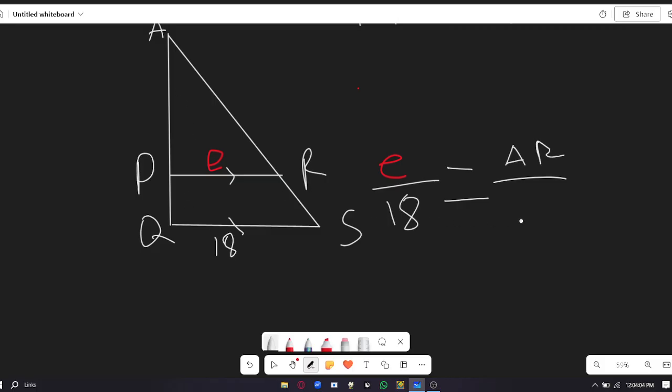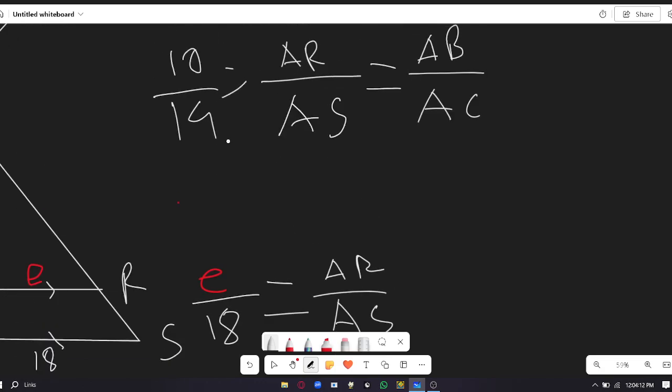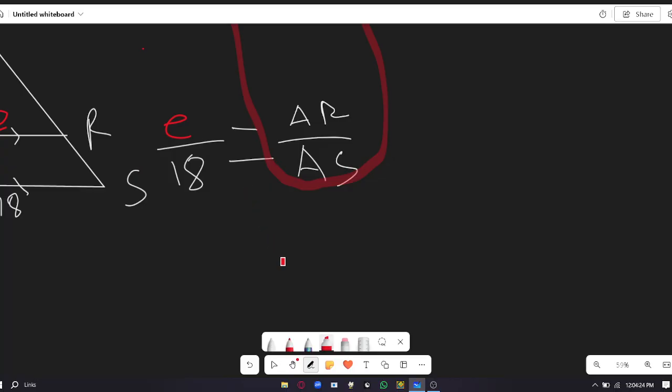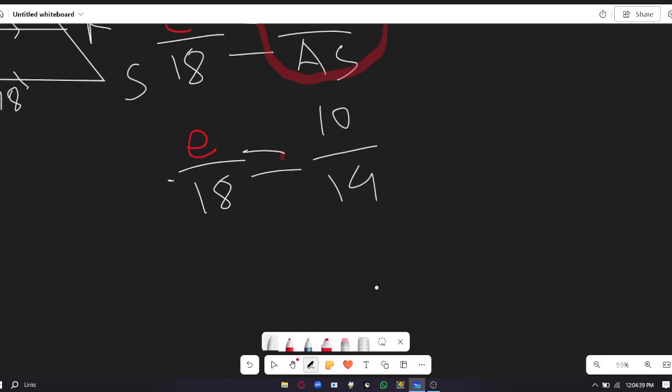AS. Let's stop here for a second. If you remember that we already have AR is equals to AR. Let's notice how there is a common. Since we know AR and AS's ratio is 10/14, we can write this whole part as E by 18 equals to 10/14, and now we can easily find out what the value of E is.